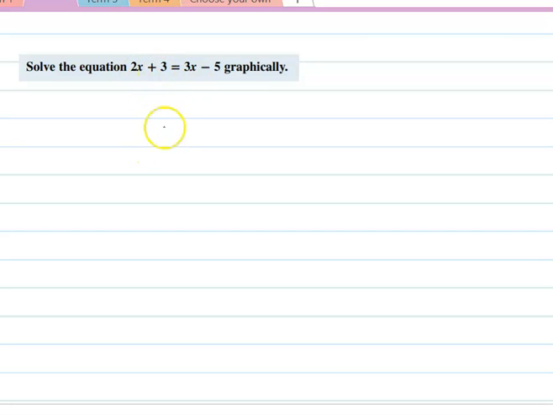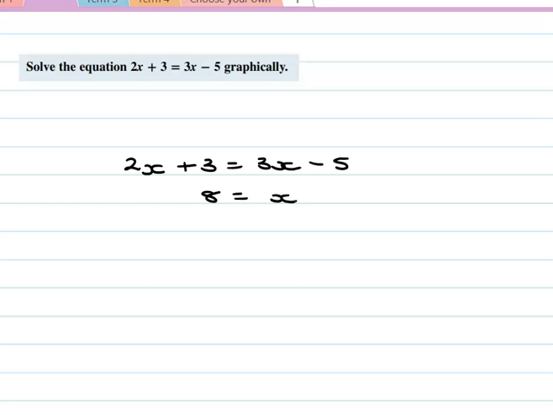So with 2x plus 3 equals 3x plus 5, we would ordinarily try and reduce. It would help if I wrote that down correctly. Let me start again. 2x plus 3 equals 3x take 5. We would usually subtract 2x from both sides and add 5 to both sides, leaving us with the solution that x equals 8. Now, I'm going to have a look at what that looks like on the calculator graphically.